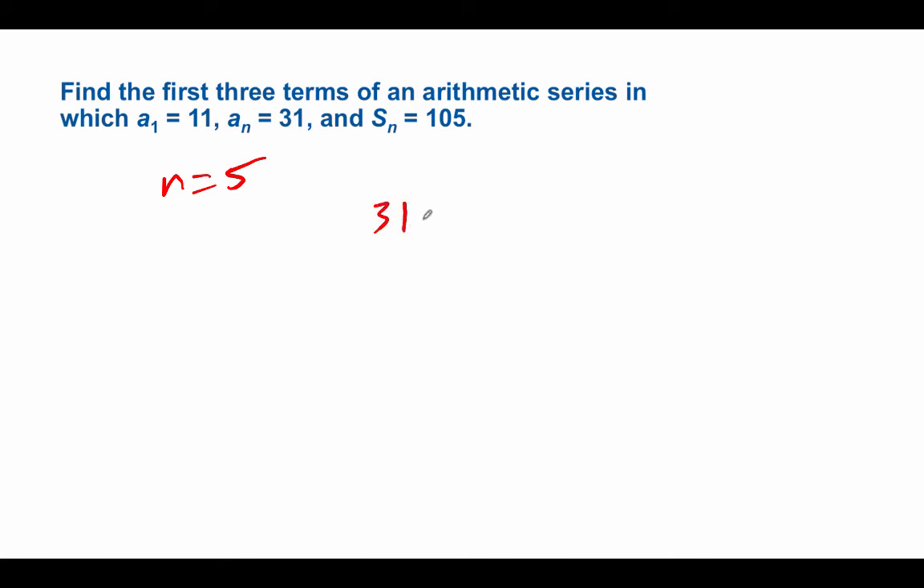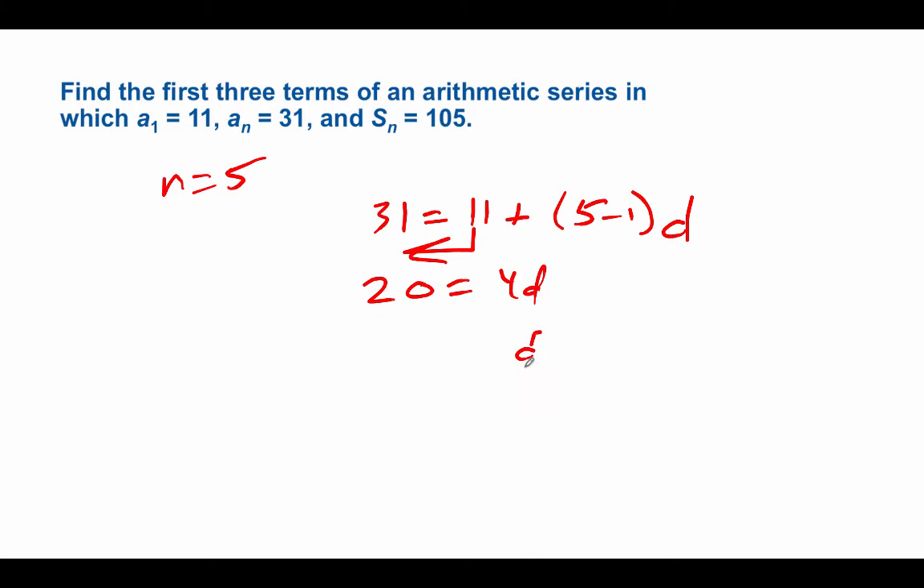So I got the nth term is equal to the first term plus n minus 1 times the common difference. Solve that for d. D is 5. 11, 16, 21, and so on and so forth.